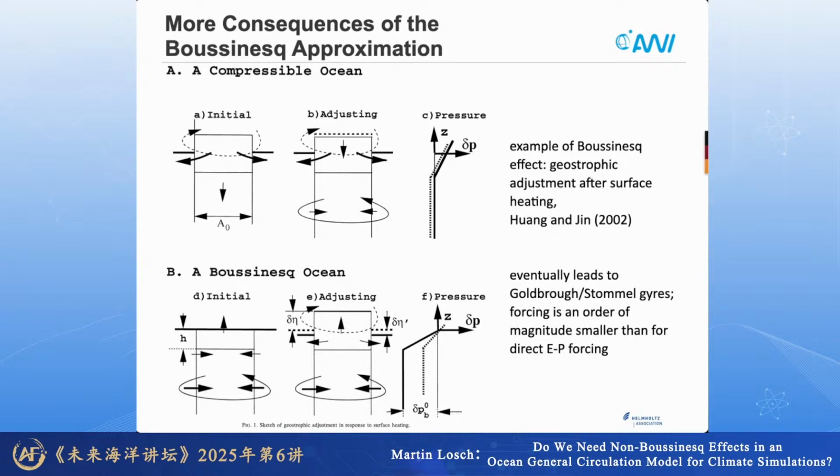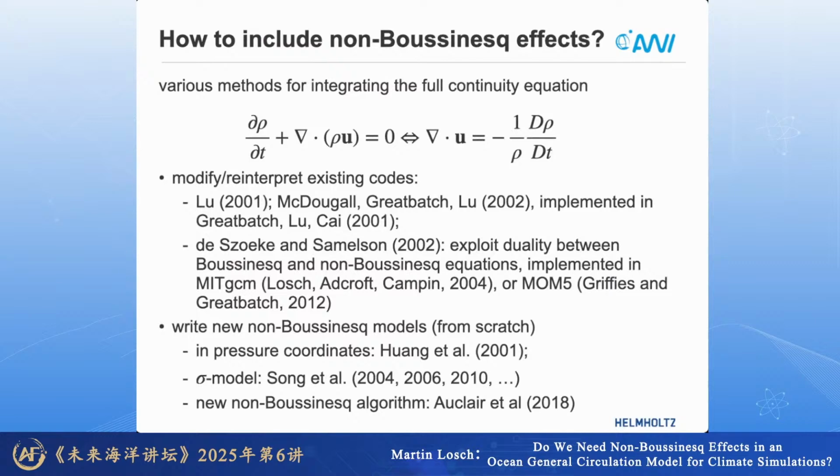So how do we include these non-Boussinesq effects now in ocean models? We have this legacy of big GCM codes, and maybe we want to fix them. There are various methods, and some of them were constructed back then, especially this method by the group around McDougall, Greatbatch, and Liu, who reinterpreted old codes and added a little bit of time stepping to the equation of state.